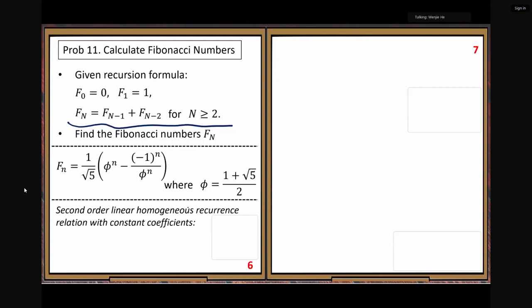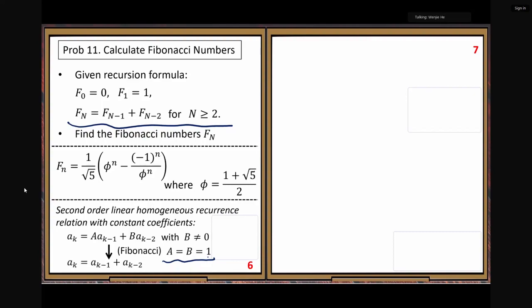Now, let us solve this equation directly. A general representation of an equation like this, we can use capital A, capital B. It's second order because on the right-hand side you have two consecutive terms. And for our Fibonacci numbers, capital A, capital B equal 1. So you can see it's a very simple second order recurrence relation.